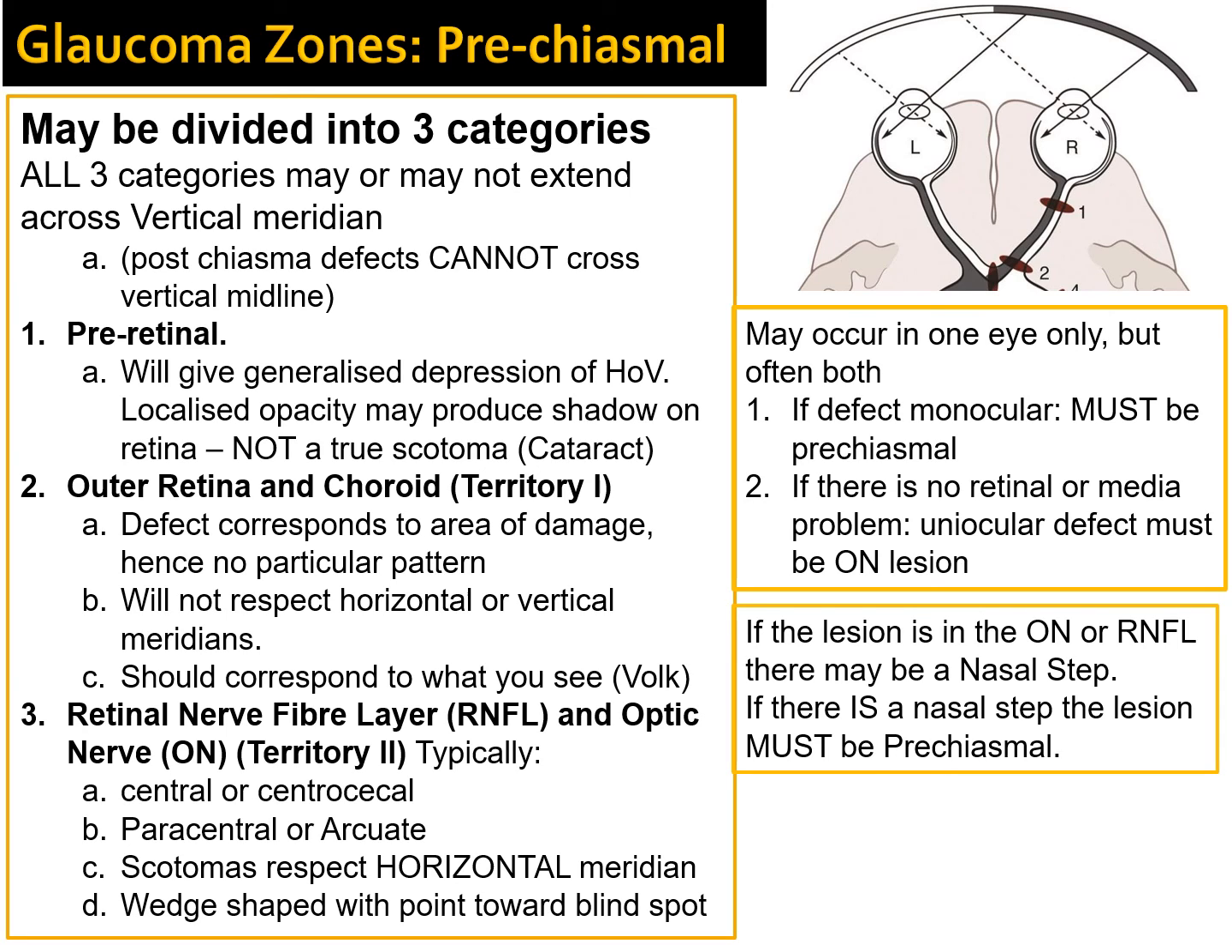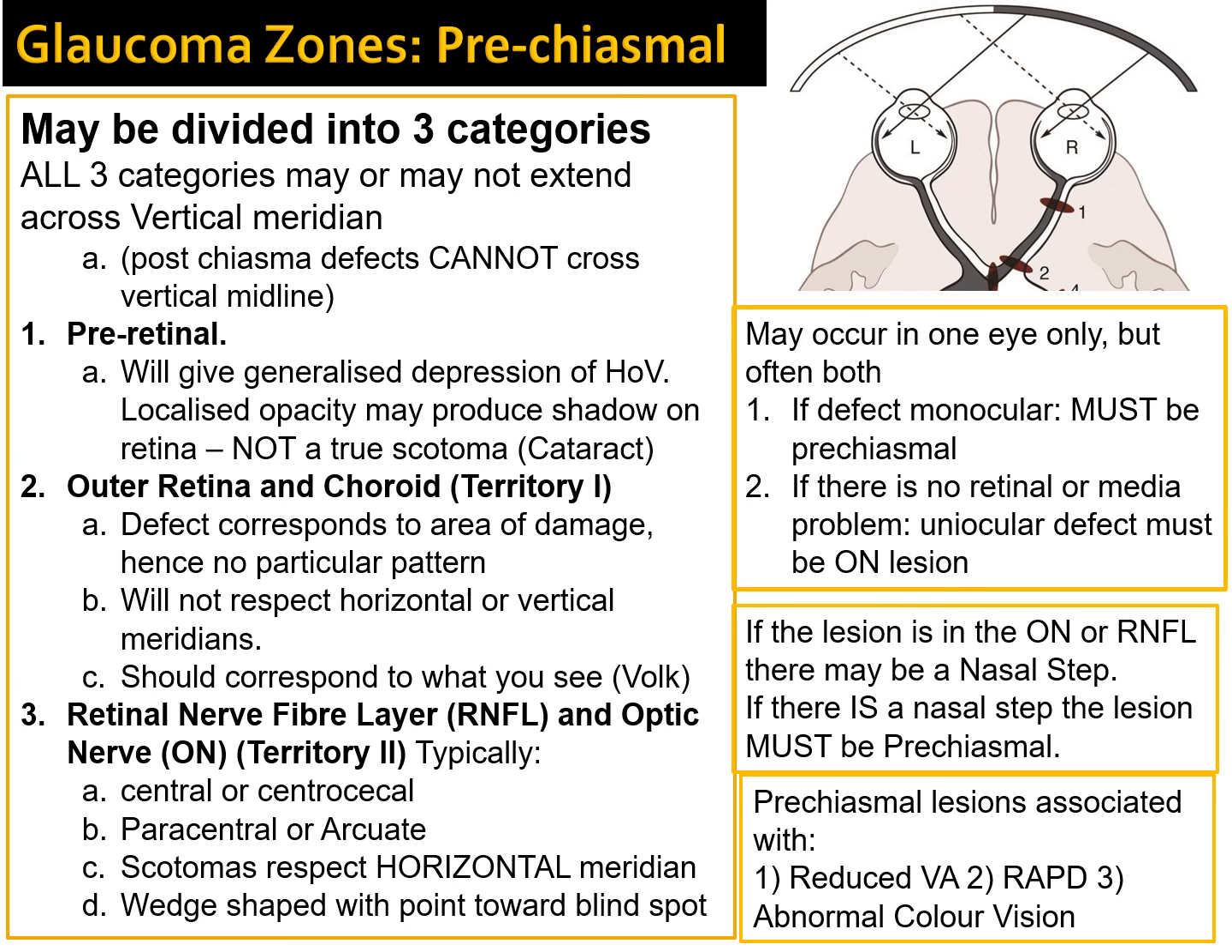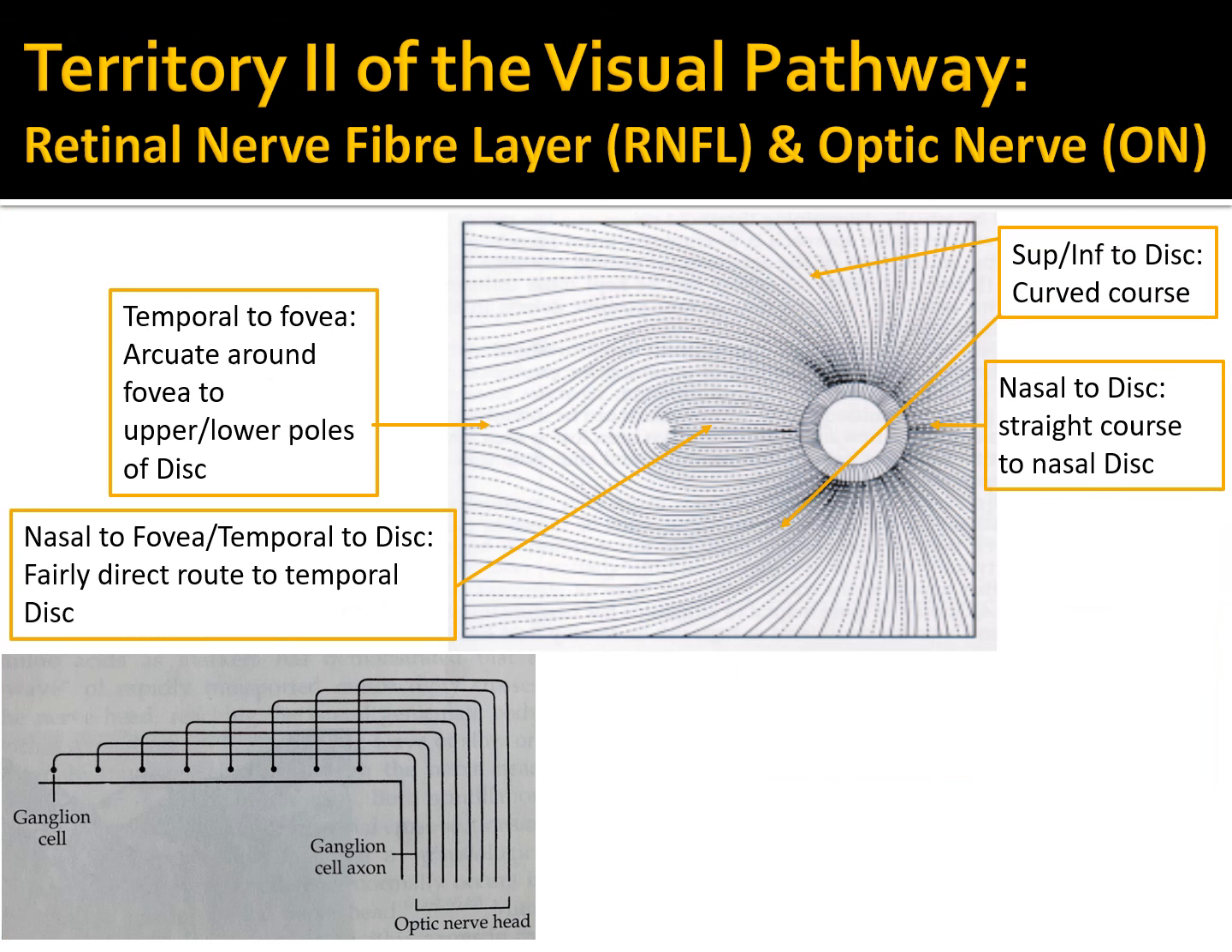And if the lesion is in the optic nerve or retinal nerve fiber layer, there may be a nasal step. But if there is a nasal step, the lesion must be, again, prechiasmal. And prechiasmal lesions are associated with reduced VA, RAPD, and perhaps abnormal colour vision. So territory 2 of the visual field, again, think about the anatomy.